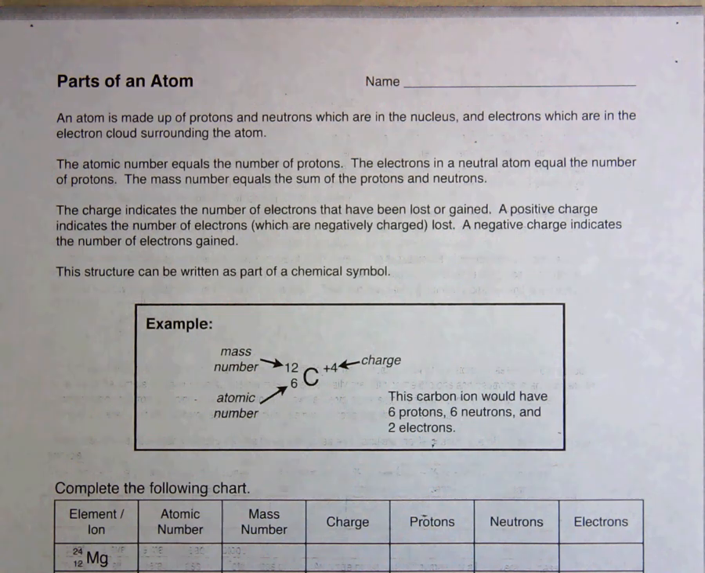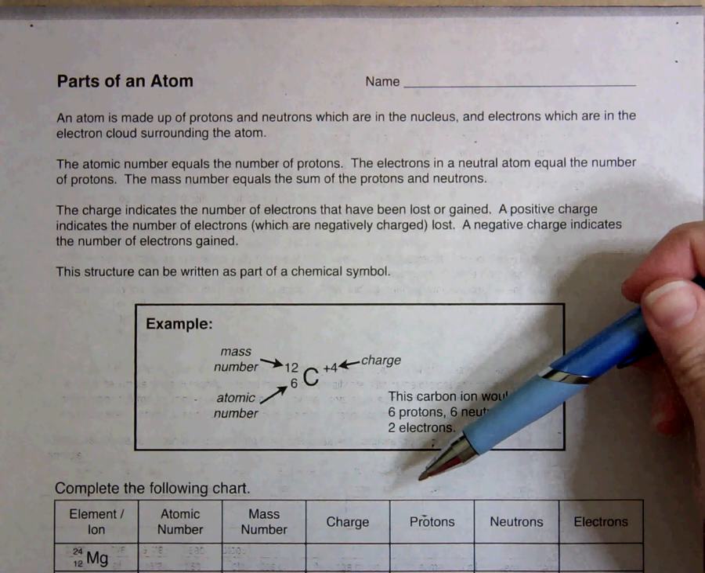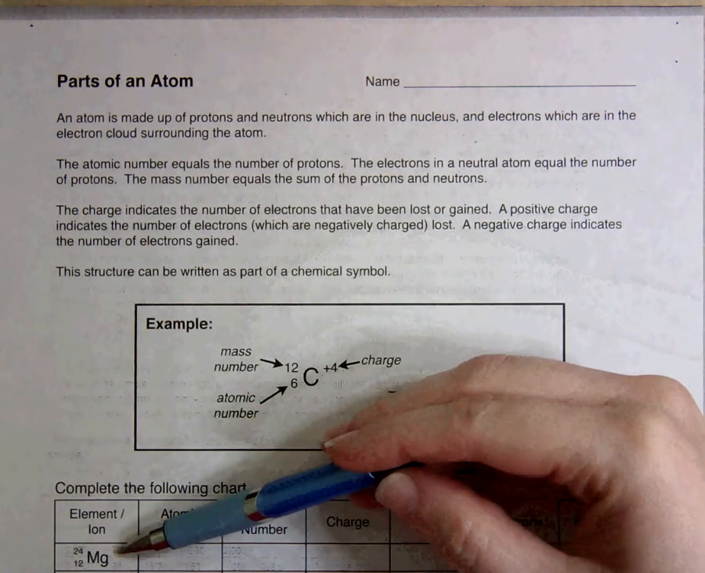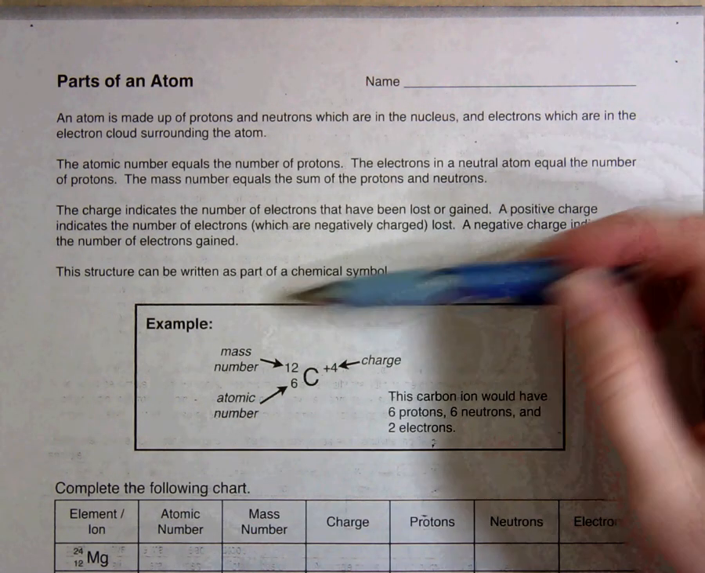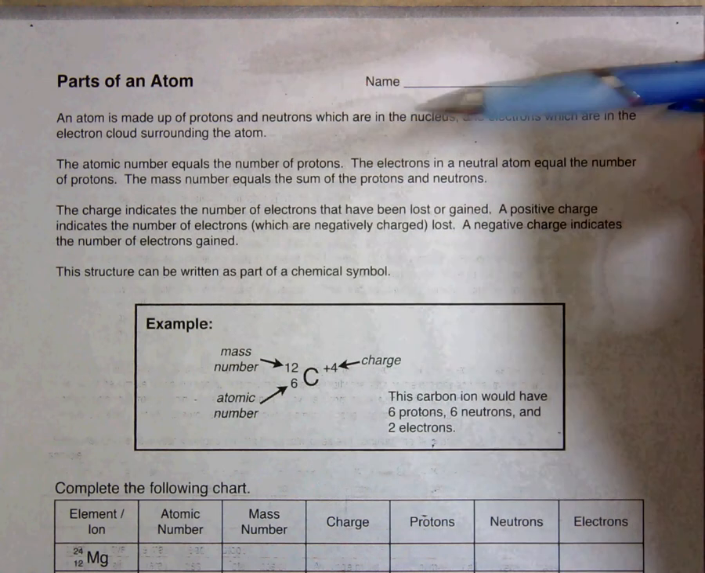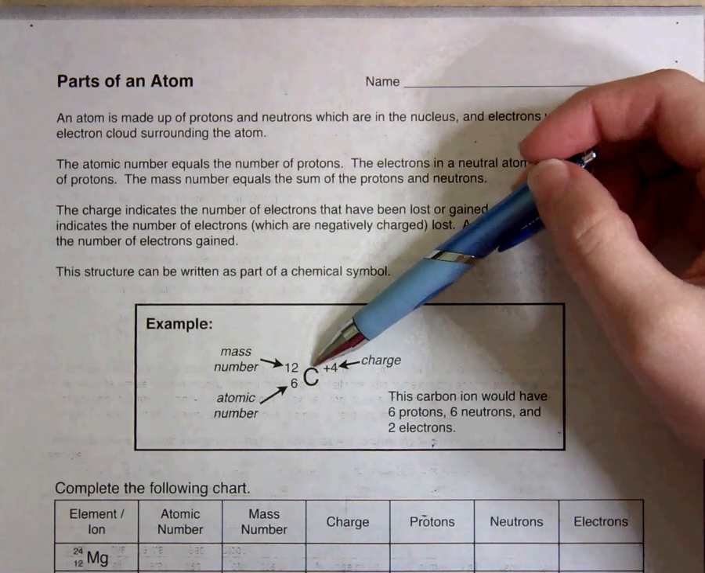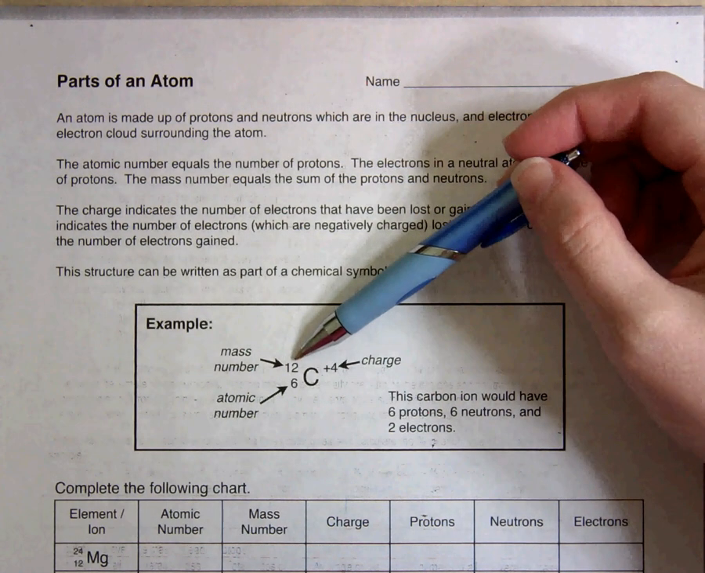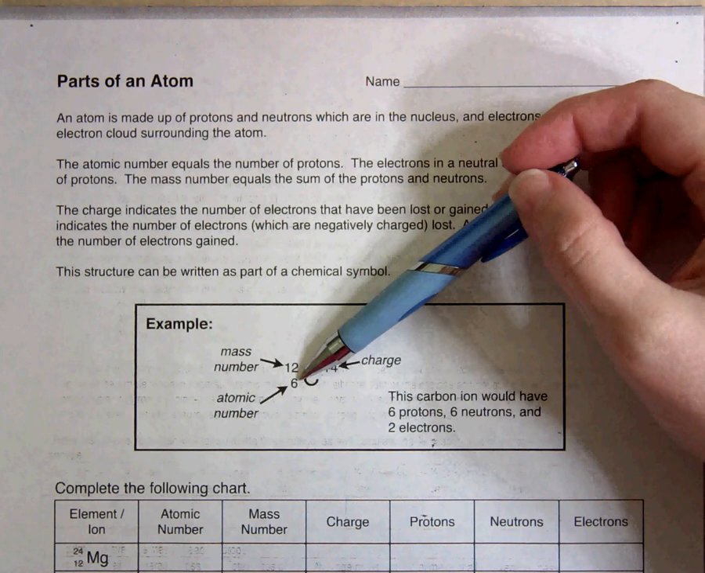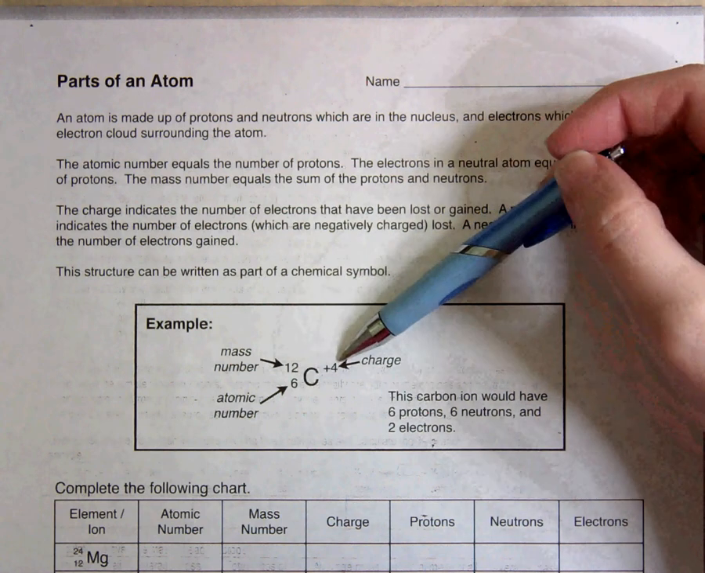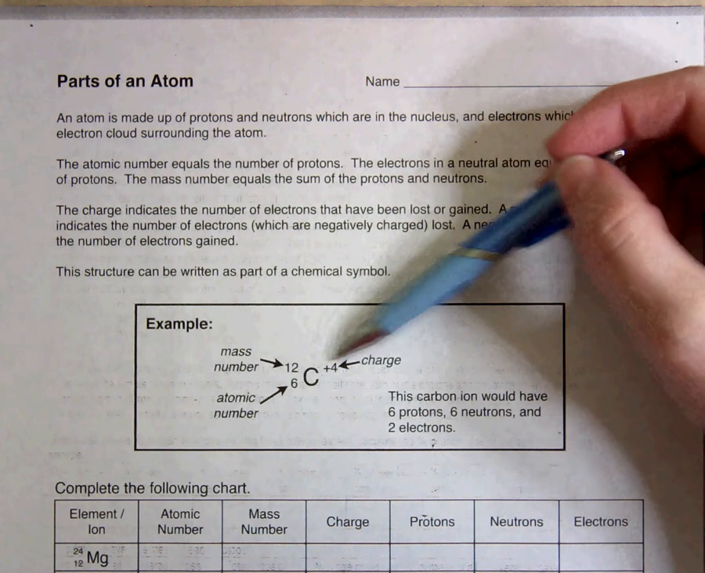Parts of an atom. In this worksheet, you'll be filling in the data table at the bottom based on the information given to you in the left-hand column. The example that we have here, you can see that it gives you an element symbol. The mass number is at the top on the left, the atomic number is on the bottom left, and the charge is on the top right.